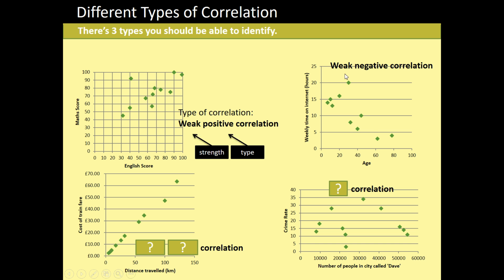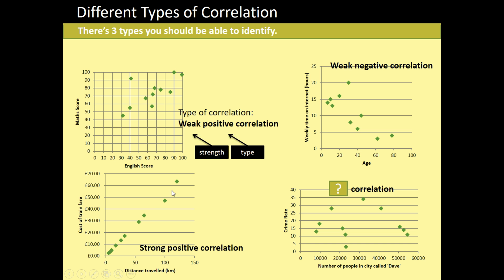The one on the bottom left here is strong positive. Distance travelled and cost of train fare both increase. As you travel further, you pay more. The points go up from left to right. That's the positive. And it's strong because they're really close together. They're really almost on a perfect straight line.